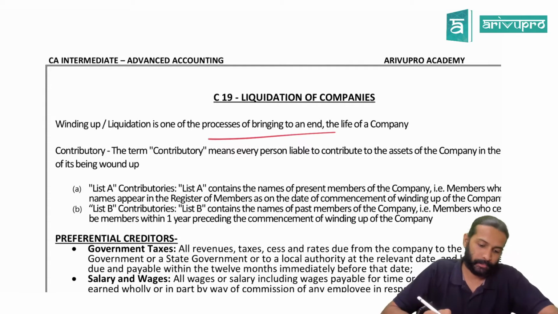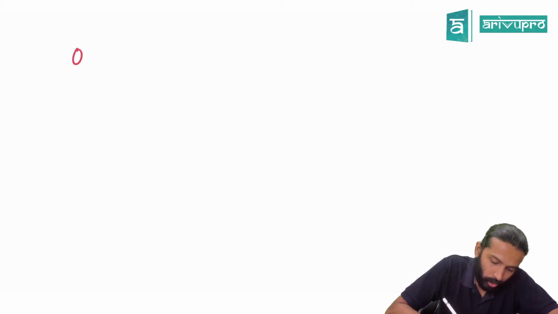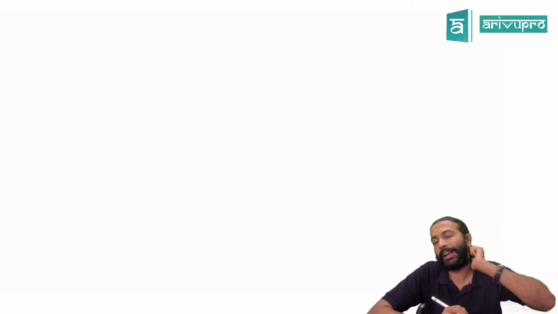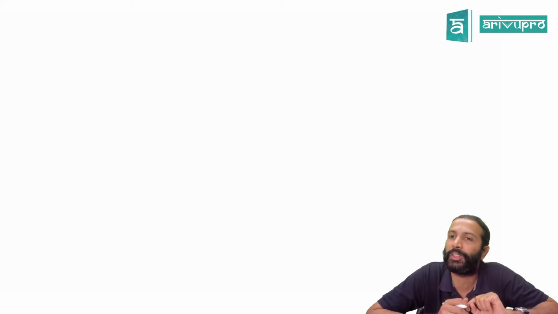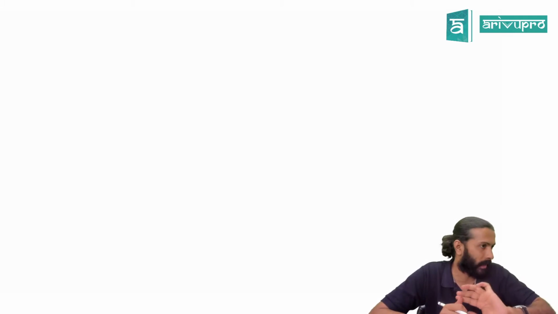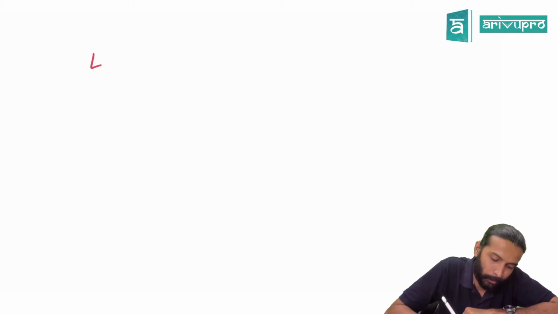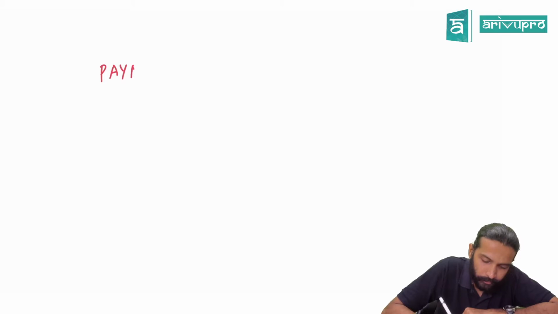Order of payment. Give the heading as order of payment. Normally whenever a company liquidates, one person will be appointed to oversee these affairs. That person is known as the liquidator. So the liquidator will make the payment in the following order. Payment order.